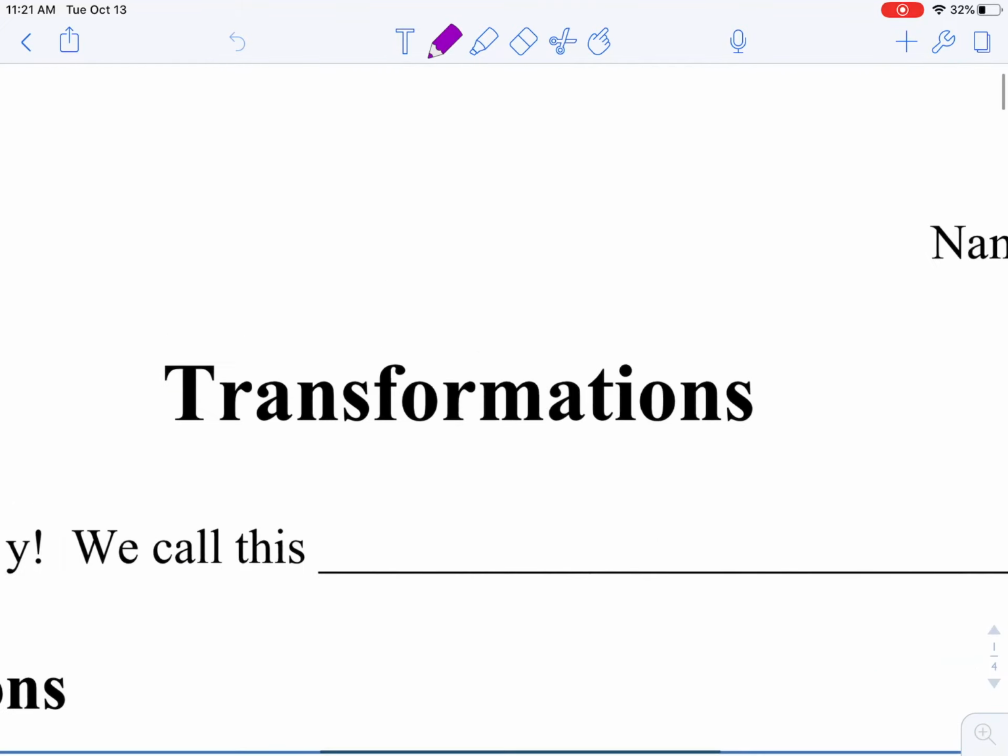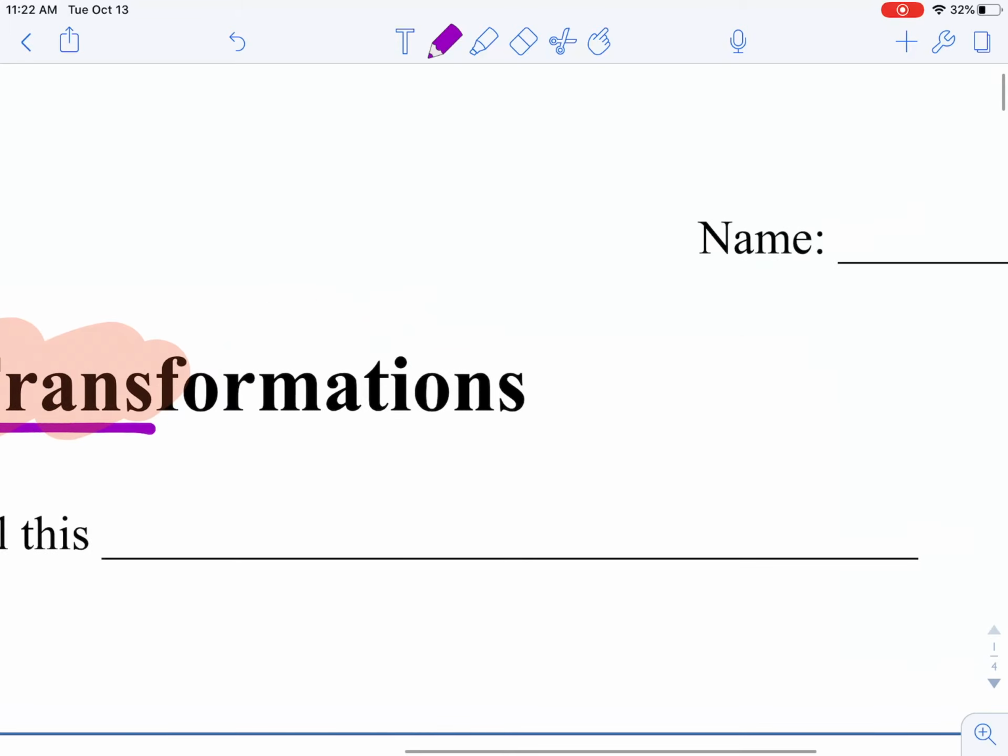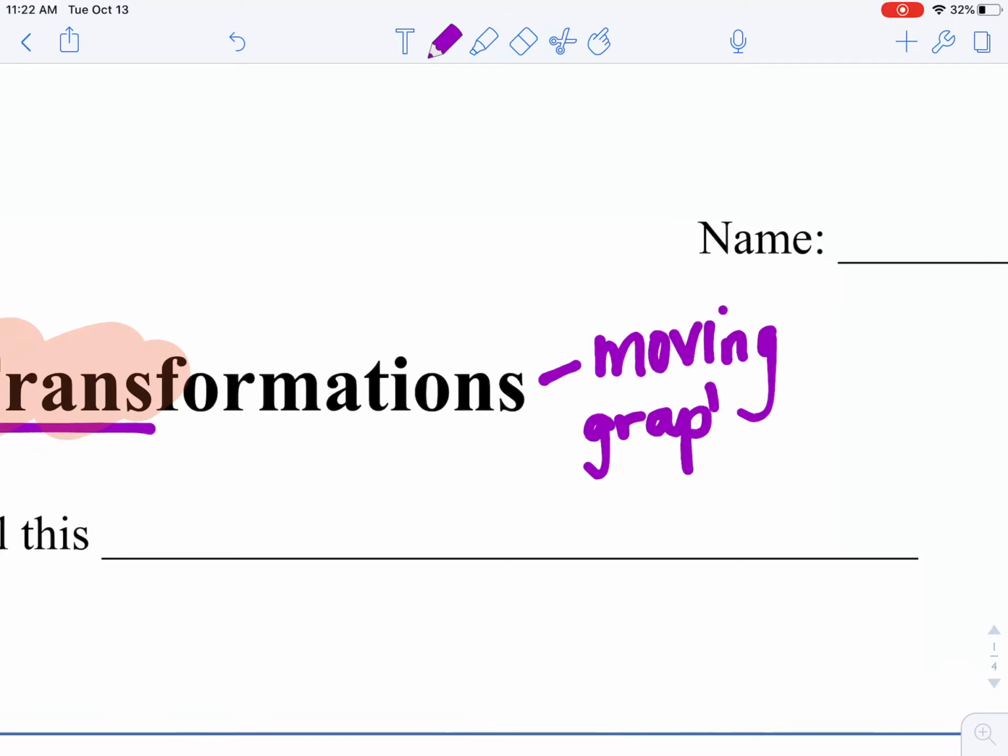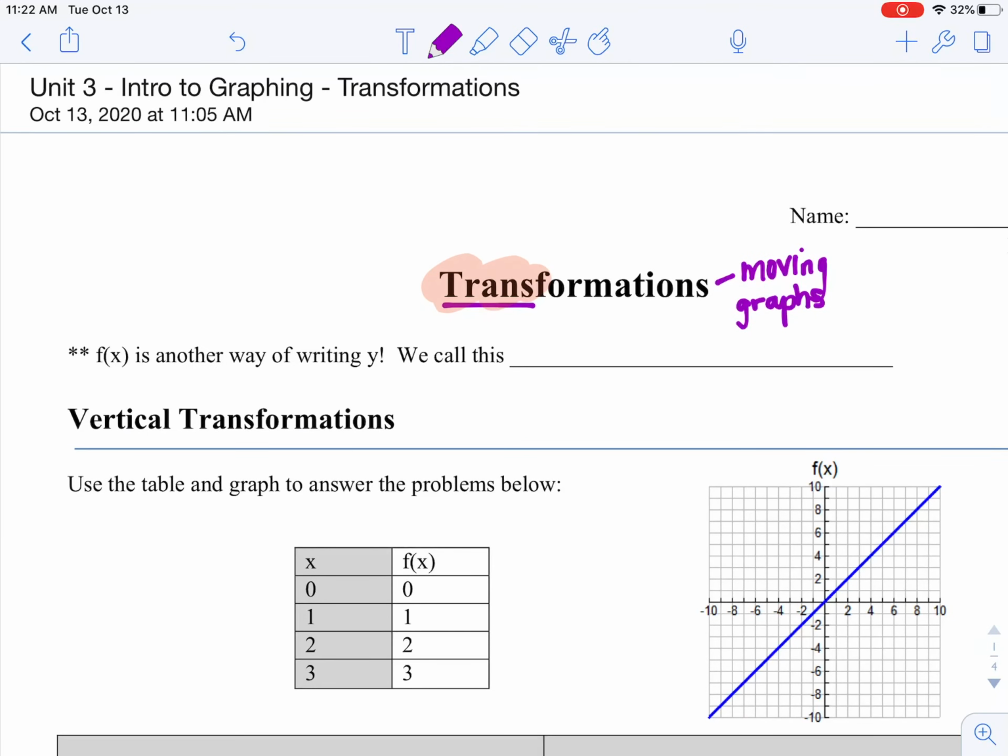So if we look at that word transformations too, the beginning of that word is "trans," and I always like to think of transportation. And in transportation, we talk about moving cars, or moving vehicles. How do we get from one place to another? So when we talk in the graphing world about transformations, we are going to talk about moving graphs. So that's what we're going to talk about. It's the last new skill that we're going to learn for this unit.